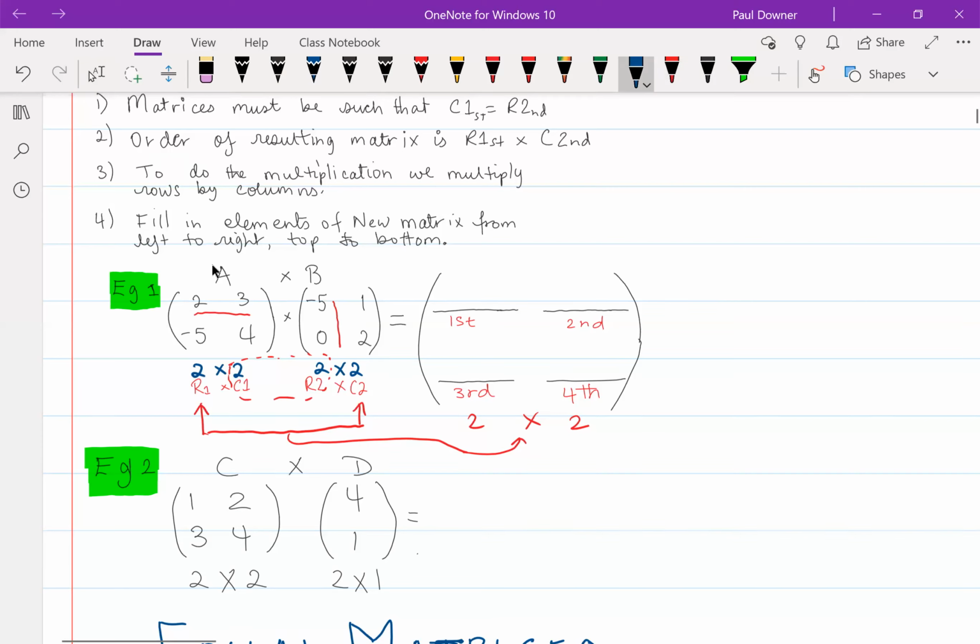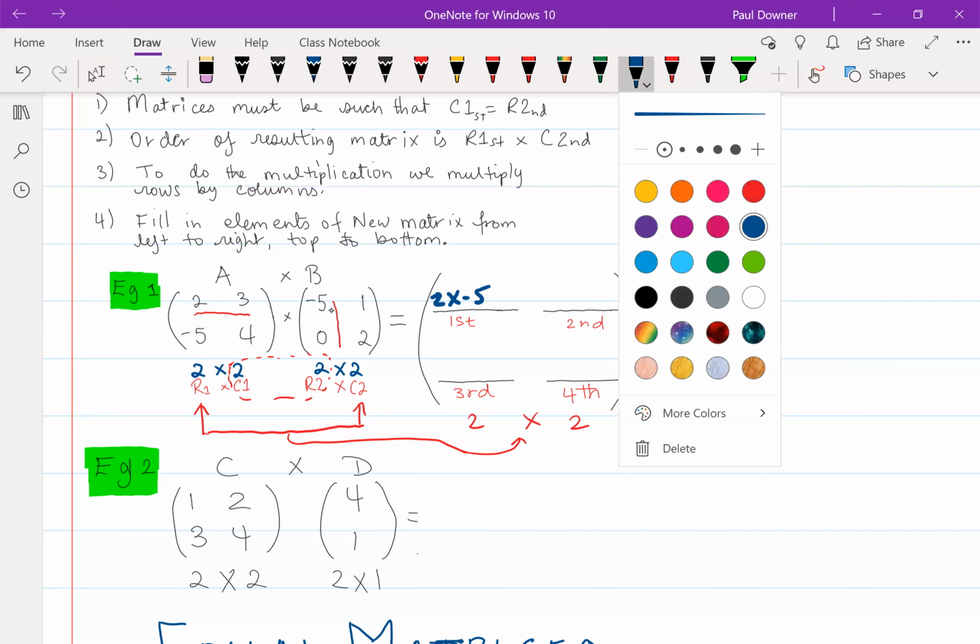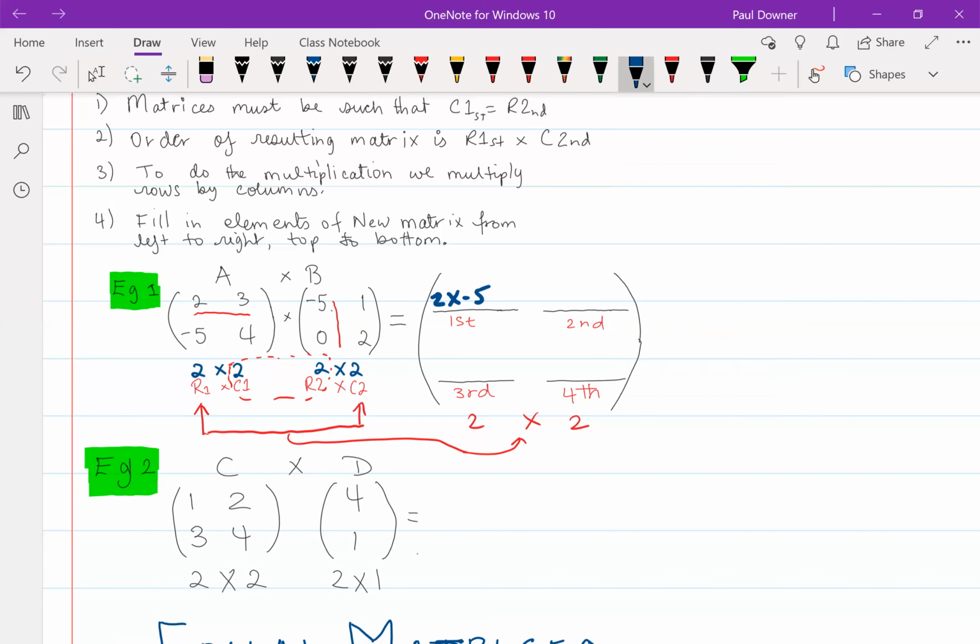So let's do that. 2, that's the row element, by minus 5. So that's 2 by minus 5, plus 3 by 0. So let's see how we came up with that: 2 by minus 5 plus 3 by 0. That'll be giving you this one.